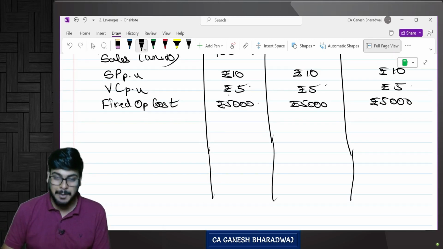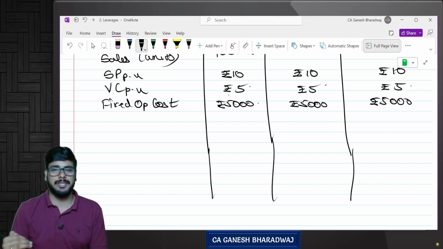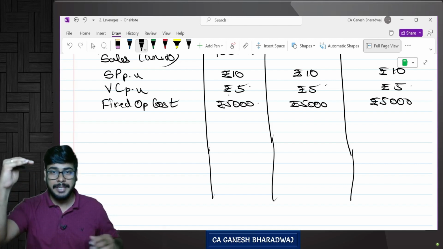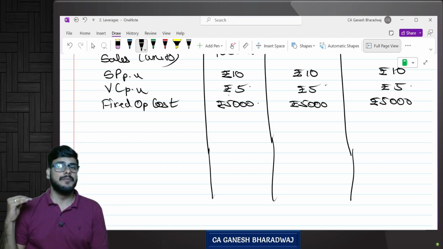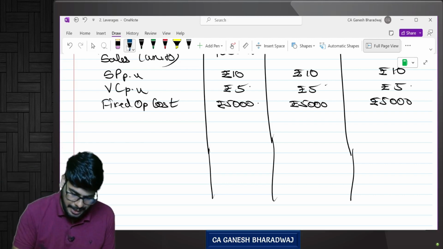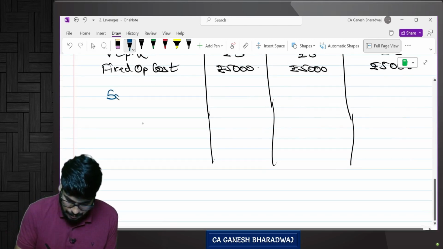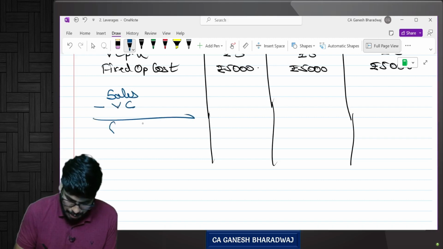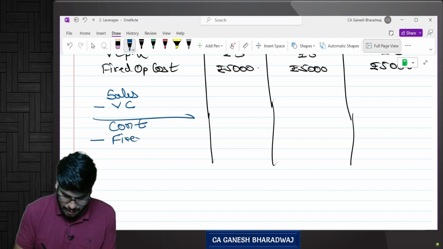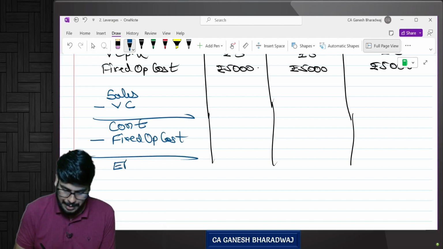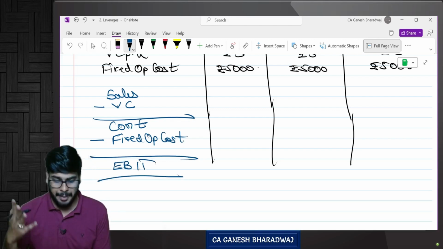Now, let us prepare that first half of the income statement. Sir, what is the first half of the income statement? Sales minus variable cost gives you contribution, minus fixed operating cost gives you EBIT, right? So let us prepare that. Sales minus variable cost gives you what? Contribution minus fixed operating cost gives you what? It gives you EBIT, or in other words, that's going to be your operating profit.